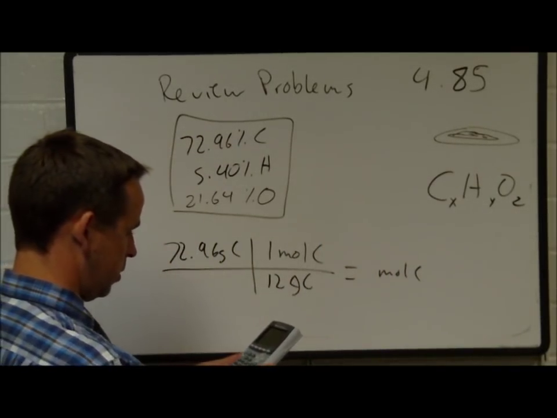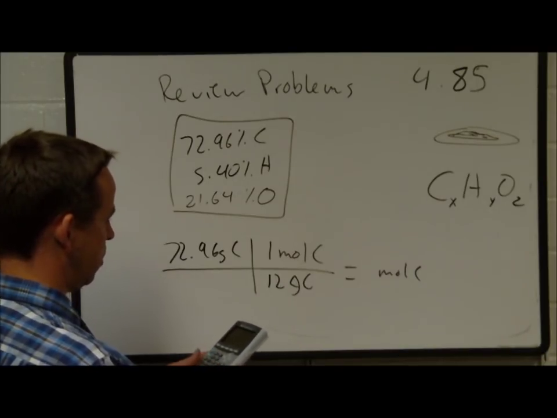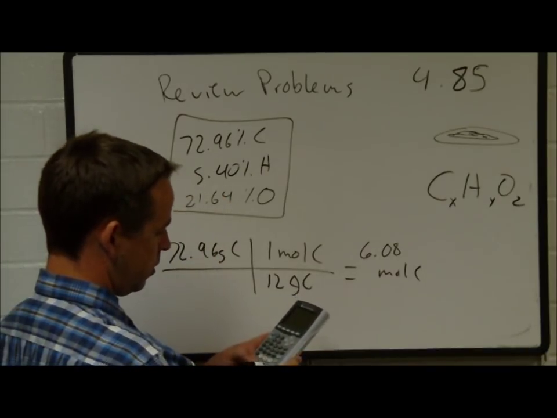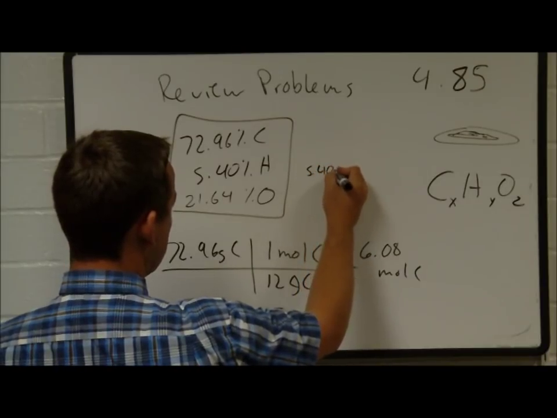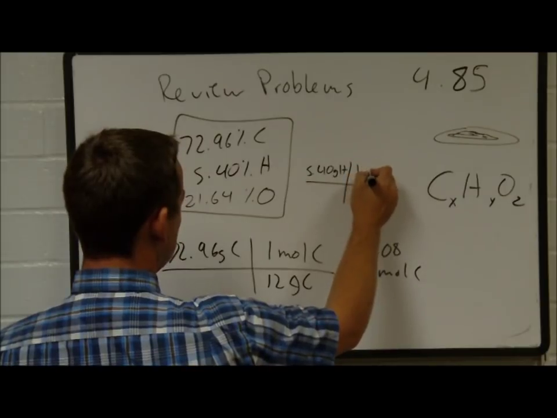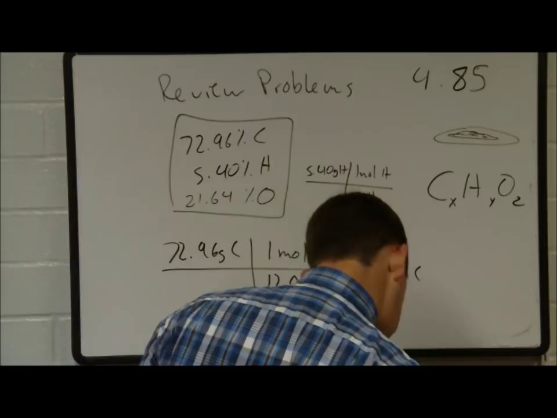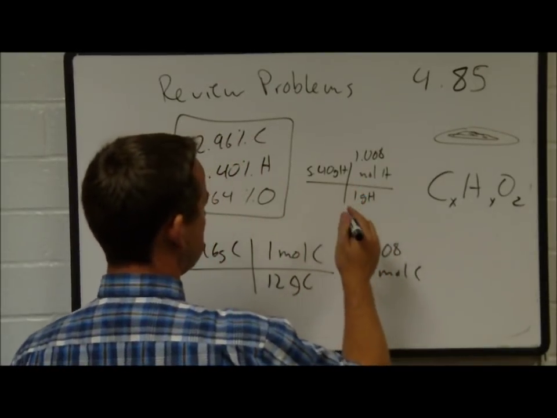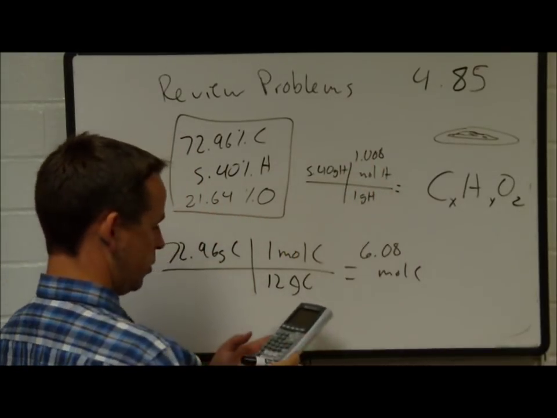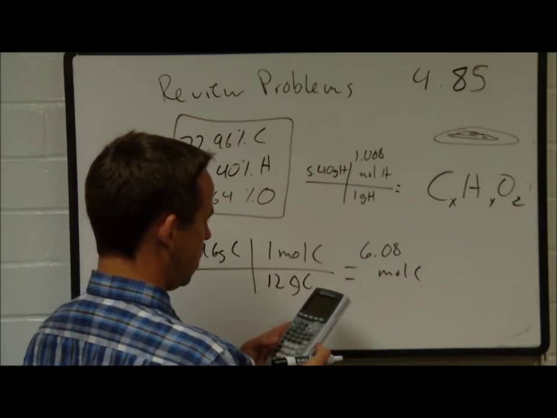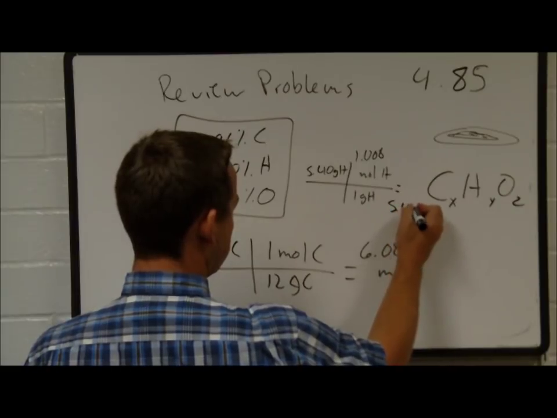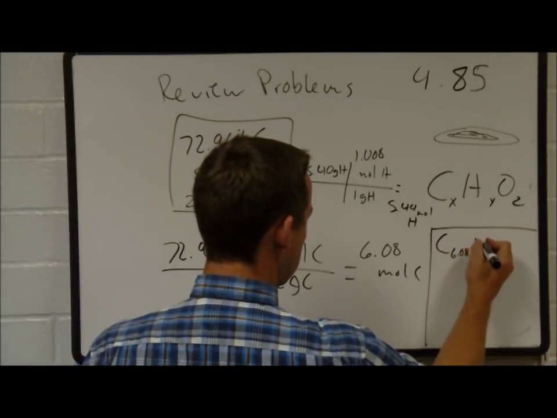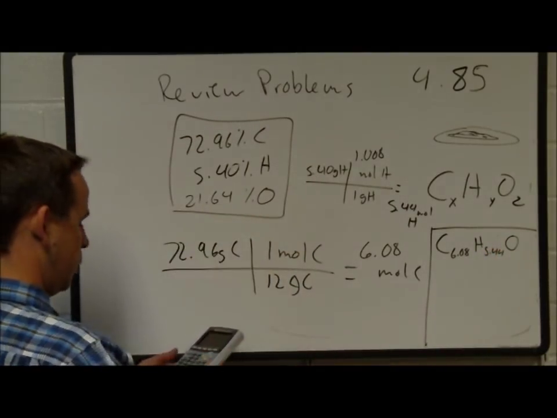So 72.96 divided by 12, there's 6.08 moles of carbon. 5.40 grams of hydrogen. 1 gram of hydrogen is 1 mole of hydrogen. Now, hydrogen kind of gets sticky sometimes, so we should use a couple of extra significant digits, 1.008. So 5.40 divided by 1.008, that's 5.36 moles of hydrogen. So now we see that the chemical formula so far is C 6.08, H 5.44. Okay, now we're going to find oxygen, 21.64.